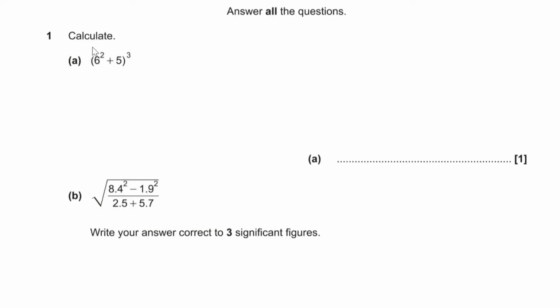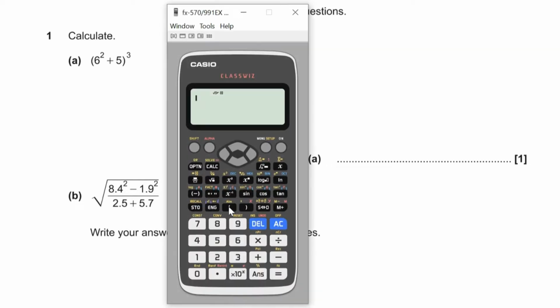Question 1. We have to calculate for part A (6 squared plus 5) all cubed. First of all, if we open up our bracket and then type in 6 squared plus 5 and then close the bracket, and if we then cube this result, it turns out we get 68,921.